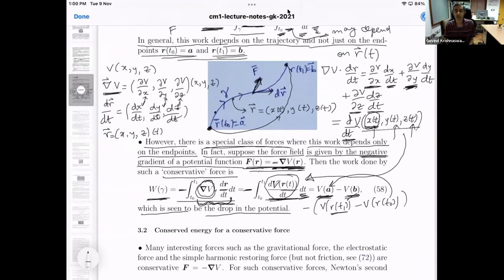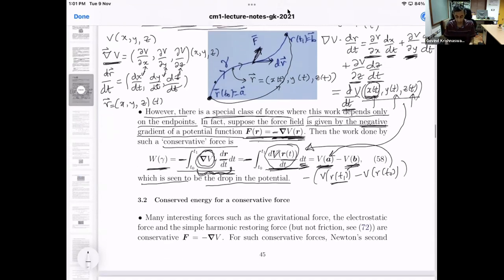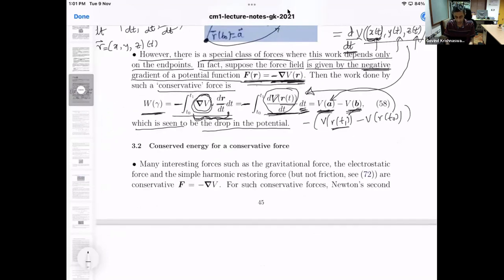If there aren't any questions about that, let me emphasize again the conclusion that in general, the work done by a force field depends on the process, depends on the trajectory followed by the particle. However, there are a special class of forces called conservative forces, where the force is the negative gradient of a potential function. For such forces, the work done only depends on the endpoints of the trajectory. So this is a remarkable feature of conservative forces.